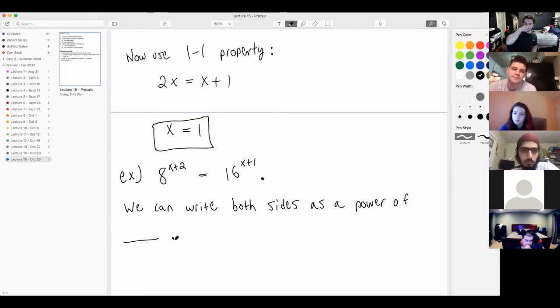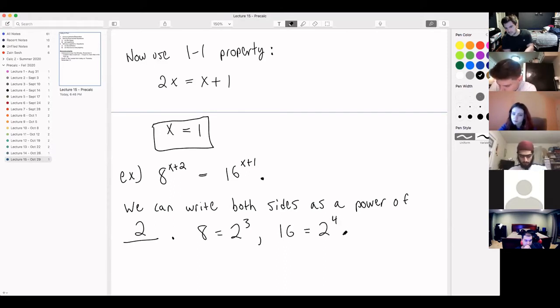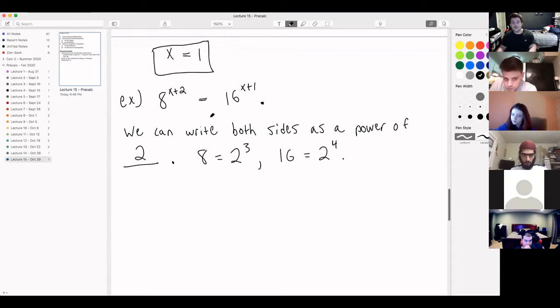You can do it with the base of 2. So for 8, you can do 2 cubed. And 16, I think it's 2 to the 4th. Excellent. There you go. So that's precisely what you need to do, right? So 8 can be realized as 2 cubed, and 16 can be realized as 2 to the 4th.